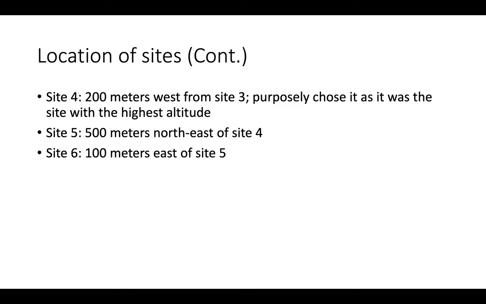This one, other than Site 1, was the only site we purposely chose. Since it was on top of a hill, we wanted to see if altitude played any part in the species that were there. And then Site 5 was quite a bit further inland, again to get a nice contrast to species, hopefully. And then Site 6 was just a little bit further east from Site 5.